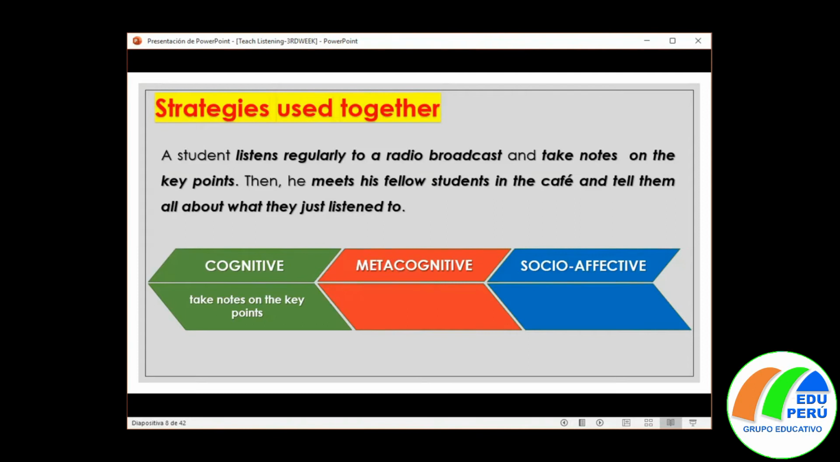I have a question. If the cognitive is take notes on the key points, so when I told you it is what they listen to, I mean that they already codified it, right? They already codified. So if you tell something to somebody, you need to codify it. So that's why it is a little bit confusing for me.